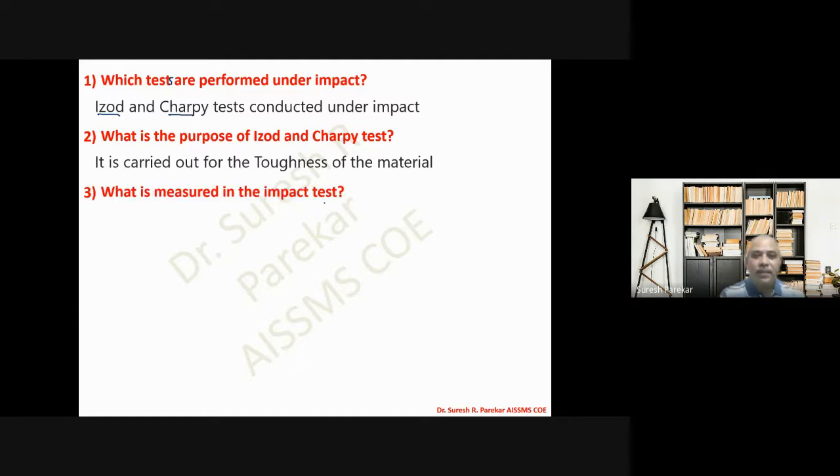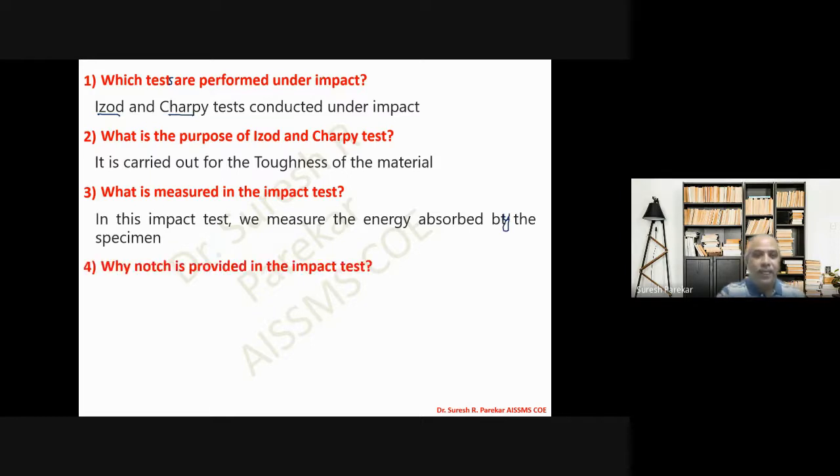What is measured in the impact test? We are going to measure the energy absorbed by the specimen under impact. Why is a notch provided in the impact test? If a notch is not provided, then the material may only deform. It will not fail, and then we are not going to get the exact energy absorbed by the specimen, because in that case the motion of the pendulum will not be proper.